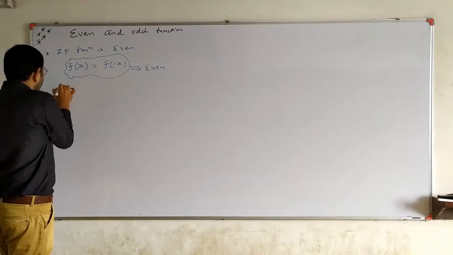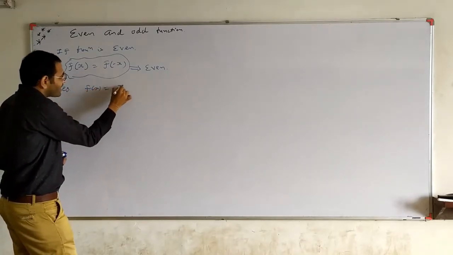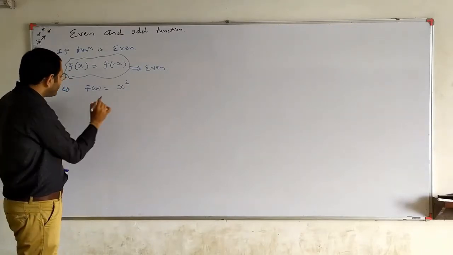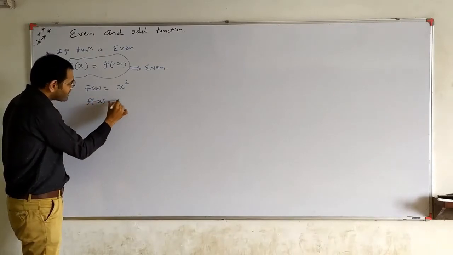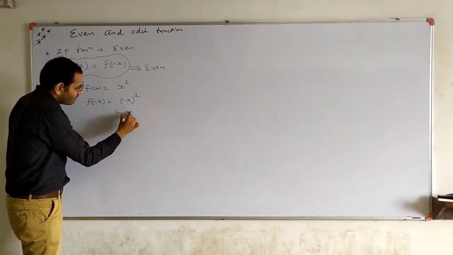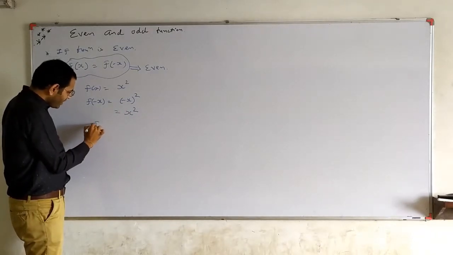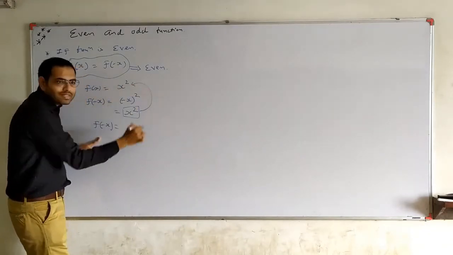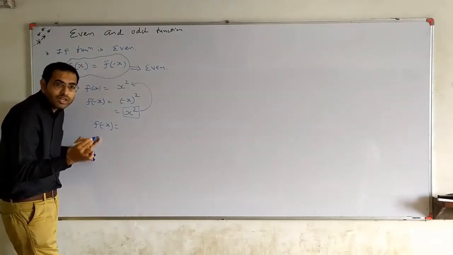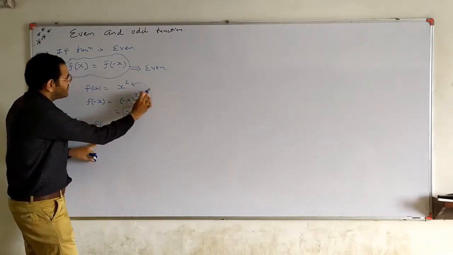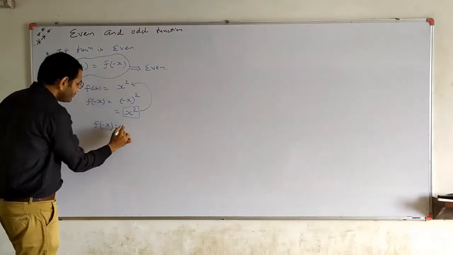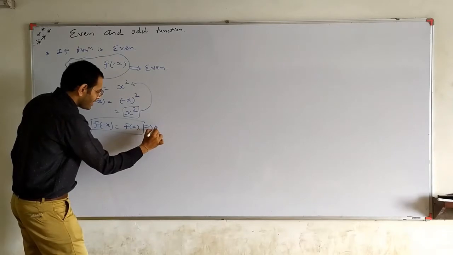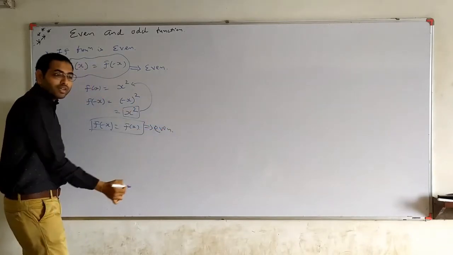For example, suppose the function f of x equals x square. In this equation we replace x with minus x. Then f of minus x is minus x whole square, which gives x square. So we get the same as the original function. Here f of minus x equals f of x, then we can say that the given function is even.